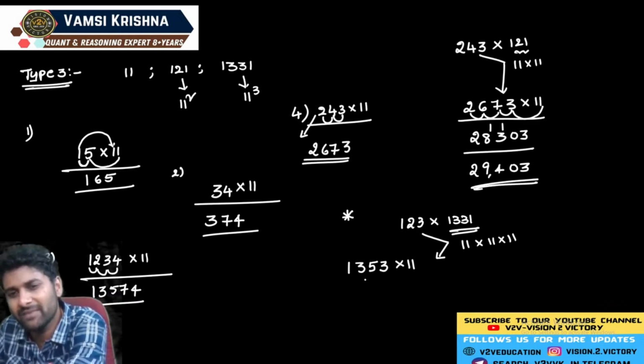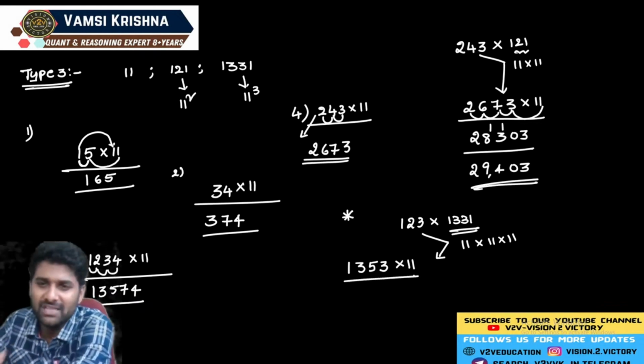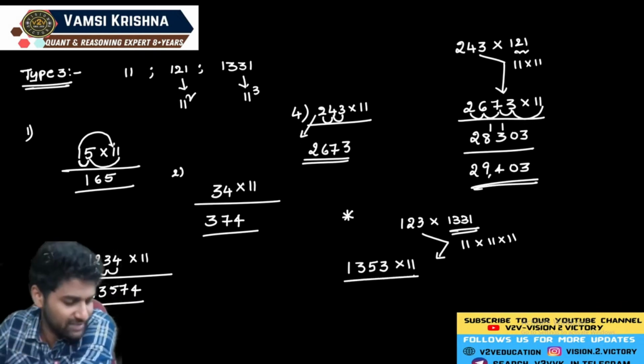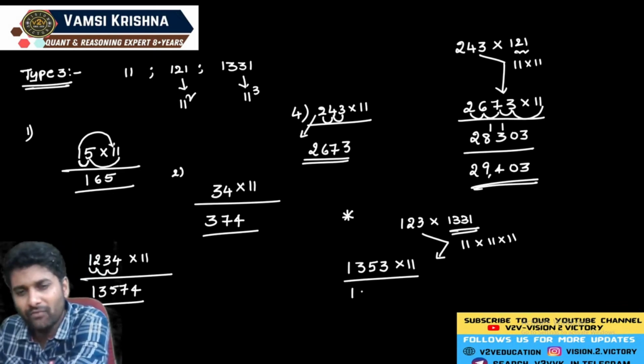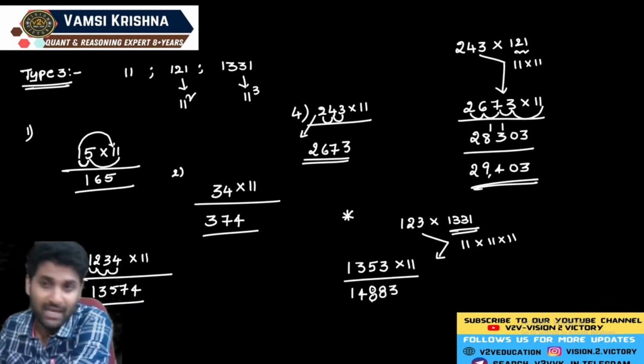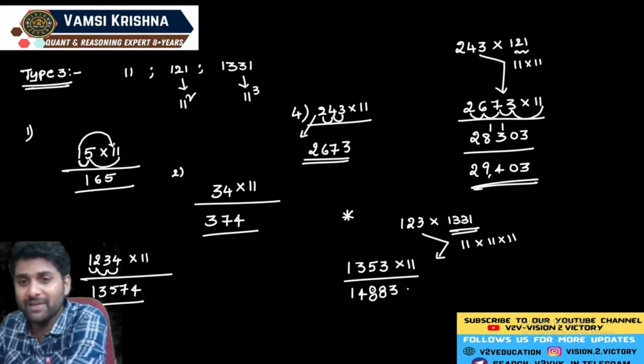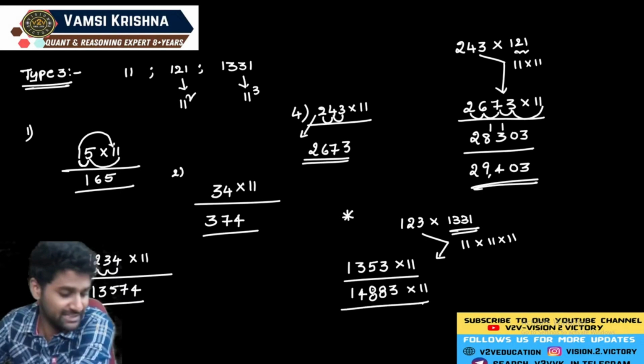Again multiplied by 11. It means if 123, now we are multiplied with 121. Now see, 1 plus 3 is equal to 4, 3 plus 5 is equal to 8, 5 plus 3 is equal to 8. Finally, you have to take one more 3. Again, you should multiply with 11. Why? Because we are multiplied 123 in 1331.